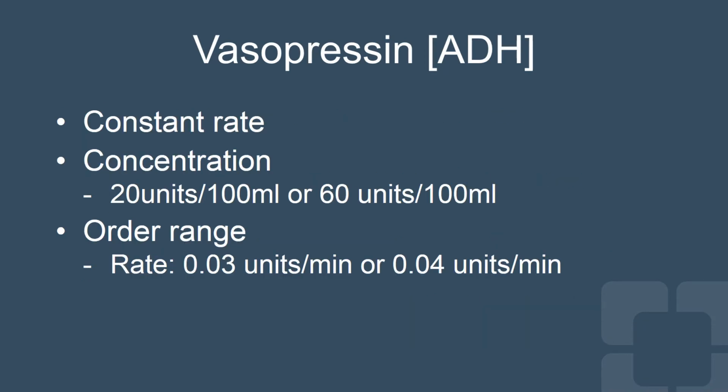Now, when you see this order come through, you'll see it come through as a constant rate, so it is not a titratable vasopressor, and it will be in a concentration of 20 units per 100 mLs or 60 units per 100 mLs. And the order range will be 0.03 units per minute or 0.04 units per minute, again, a constant rate.